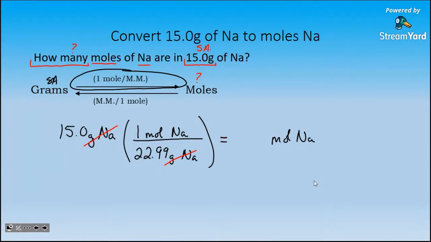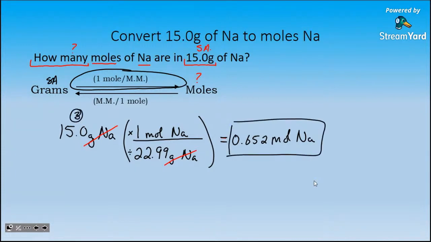So now I can do the math. 15.0, again, we would multiply by our numerator, divide by the denominator. So times 1 and then divide by 22.99. I hit enter, and I get a value of 0.6524. The 4 doesn't round the 2, so this becomes my final answer. And again, because my starting amount had 3 significant digits, my final answer needs 3 significant digits. So our logic was correct. 15 grams isn't enough to give me 1 mole, so I get a value less than 1.